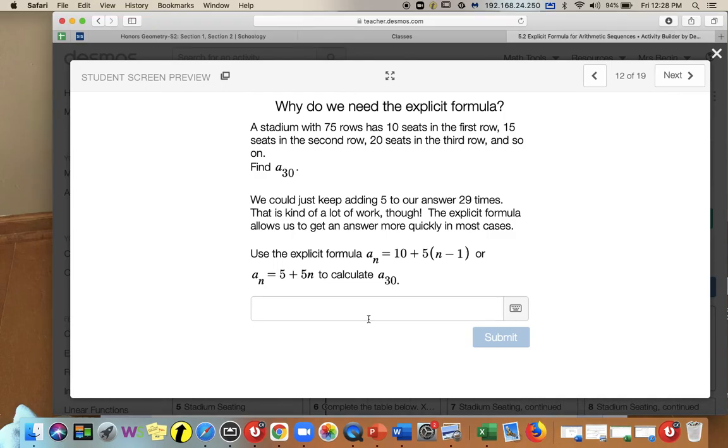So we can write a sub 30. So again, I'm just doing shift underscore to get that equals, and it was 155 seats.